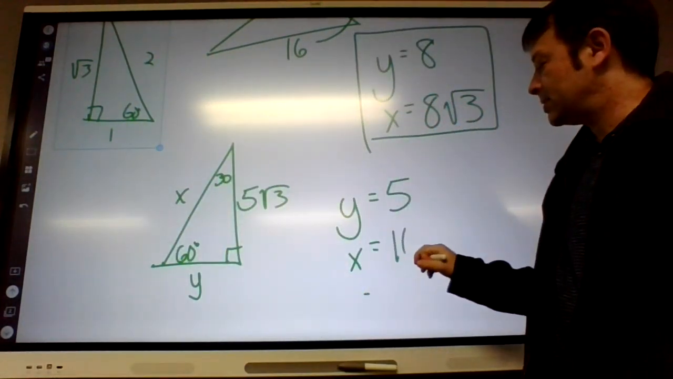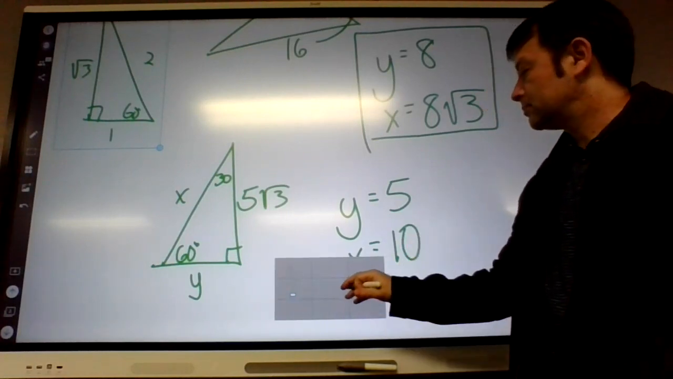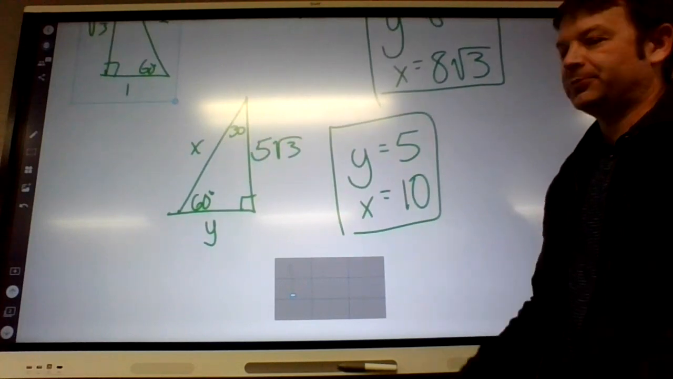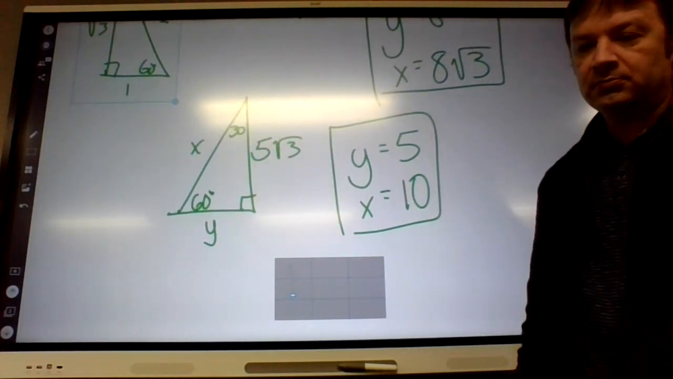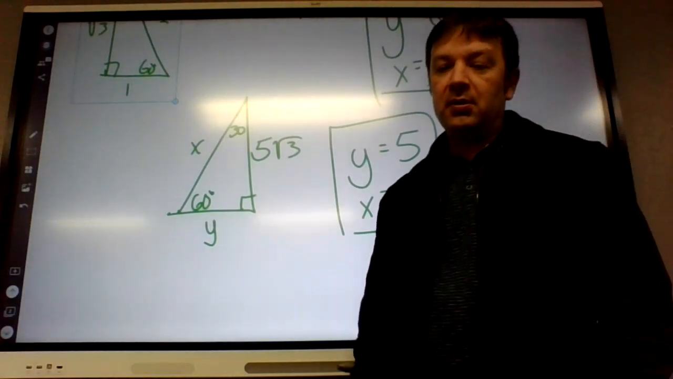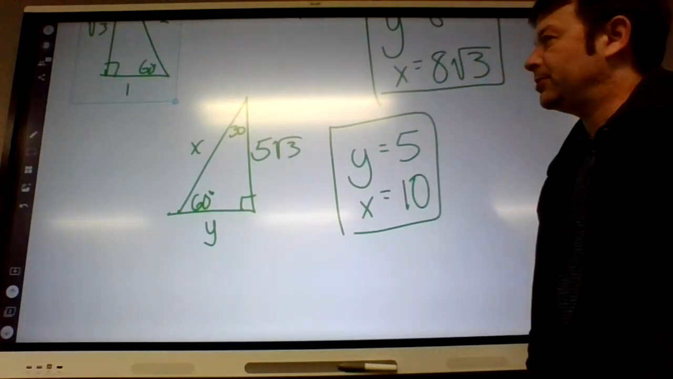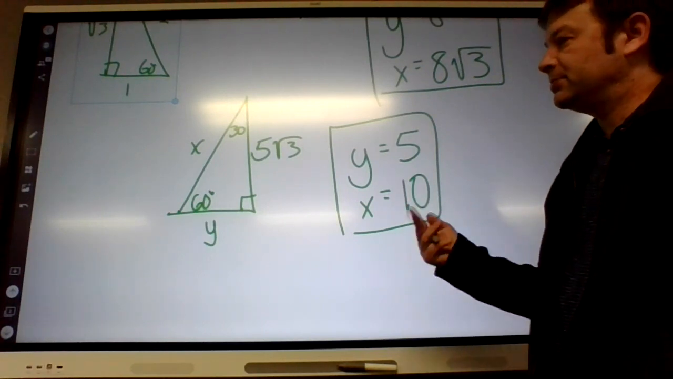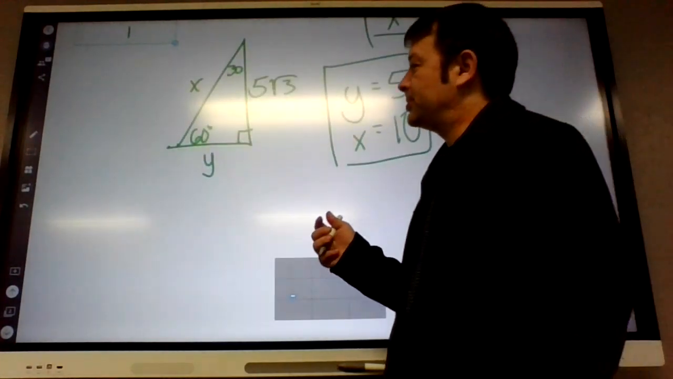So it's 10. See, it's not so bad, is it? We just need some practice. Yeah, it's not terrible. And I know the ACT, or at least they used to, unless they changed, they like to throw some of these on there.